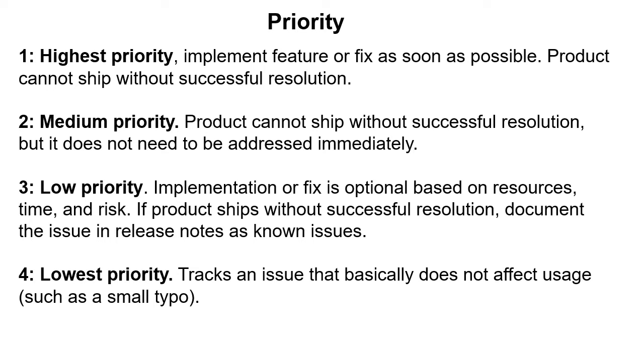Next is priority 3, which is a low priority. You can work on this task only if you have time to do it. In case you cannot, it's absolutely fine. You can push your code to production. Next is priority 4, which is the lowest priority, which means this issue doesn't affect anything on the usage. It could be a very minor issue, so you can track that with priority 4.